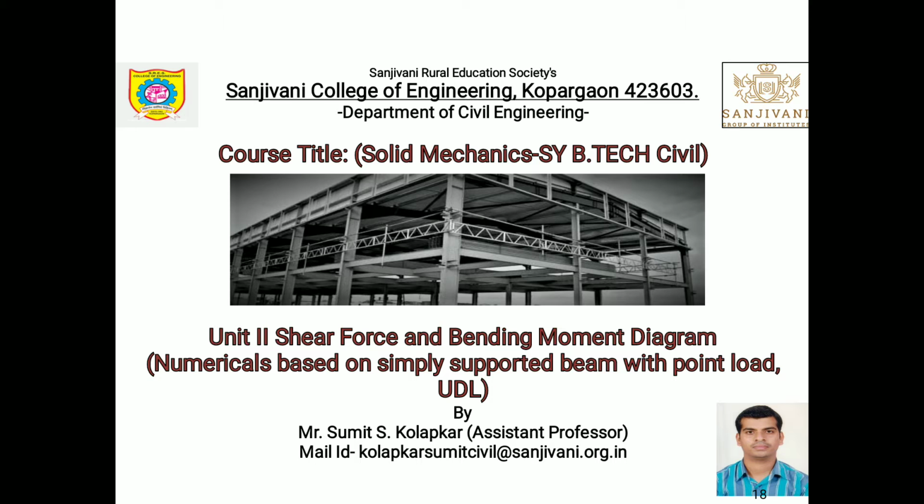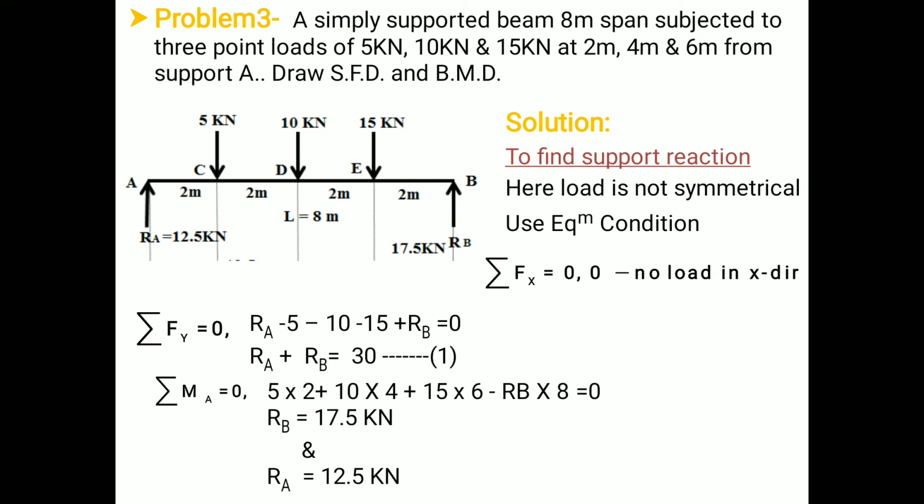In today's lecture, we are going to discuss the numerical which is based on a simply supported beam subjected to point load and UDL. The problem statement is as follows. A simply supported beam of 8 meter span is subjected to 3 point loads of 5 kN, 10 kN and 15 kN at 2 meter, 4 meter and 6 meter from support A. Draw SFD and BMD. Now the solution is as given in the numerical.